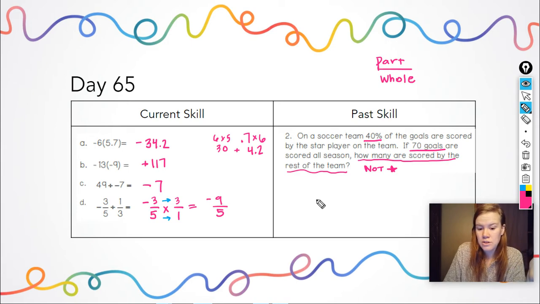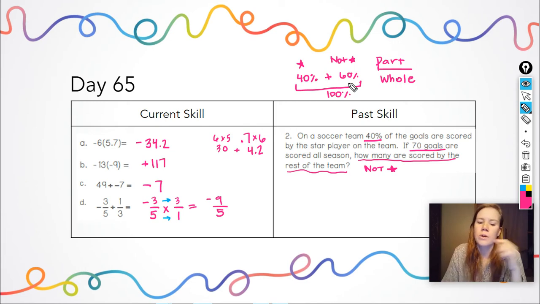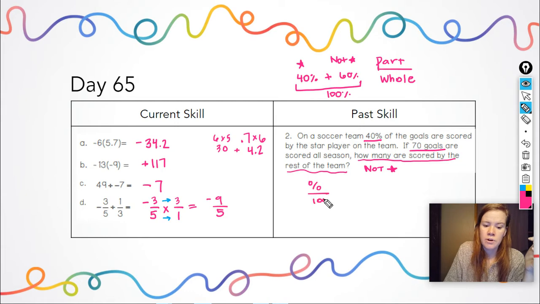So let's go ahead and start figuring this out. So if 40% are scored by the star player, then the not star players score that other part that takes us up to 100%, right? So that would be 60%, because those two things add to the whole 100%. So we're looking for how many were not scored by the star player. 70 goals is the total for the whole team. So that's like your whole. So let's start setting up our percent out of 100. So we have our percent out of 100 is equal to our part out of the whole.